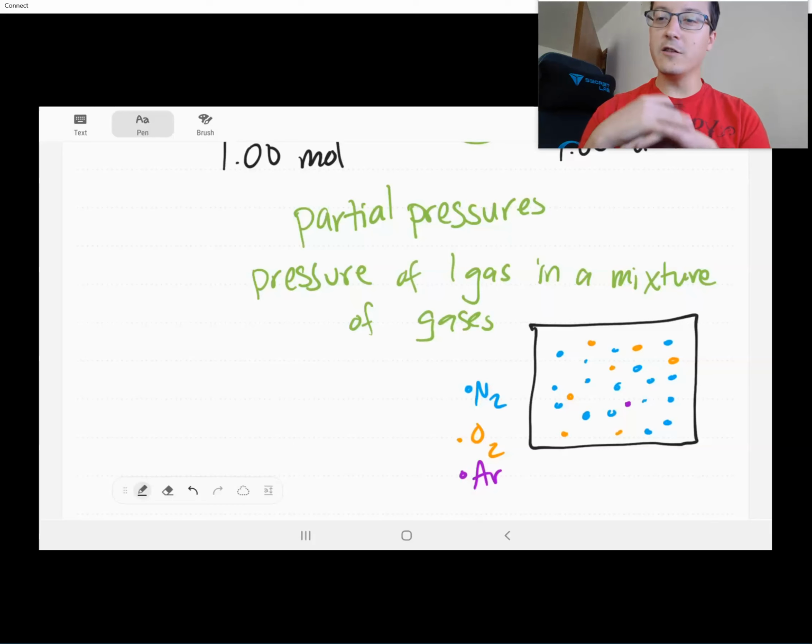Okay, but all of them overall will contribute to the overall pressure. But if we wanted, we could figure out the pressure of just one of those. Okay, does that kind of make sense? I'll give you a formula for how to do this as well, but I just wanted to see if this little picture analogy makes sense to you guys.